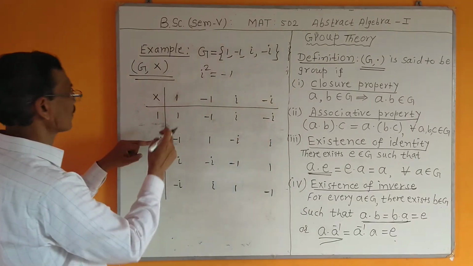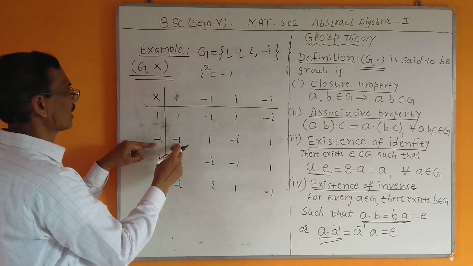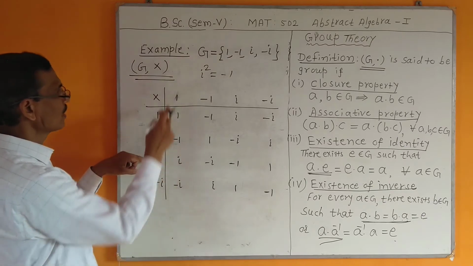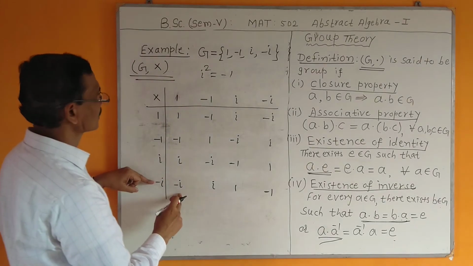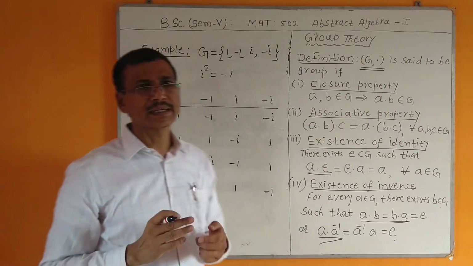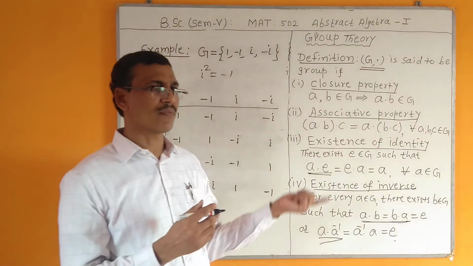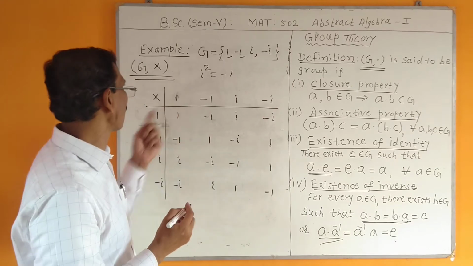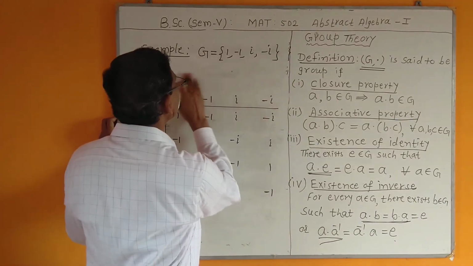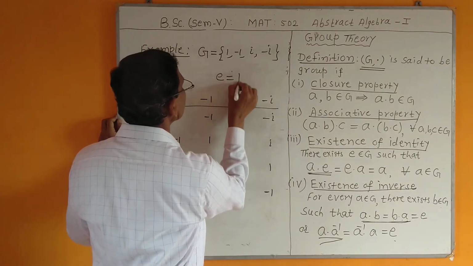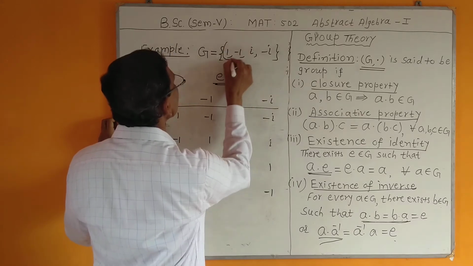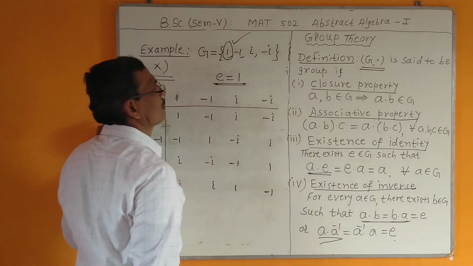Or if you consider in reverse order, 1 into minus 1 is minus 1, 1 into I is I, 1 into minus I is minus I. That means if we consider the multiplication of 1 with every other element, we get the same element. And therefore, here the identity element is 1. Here E is equal to 1. This is the E, identity element.